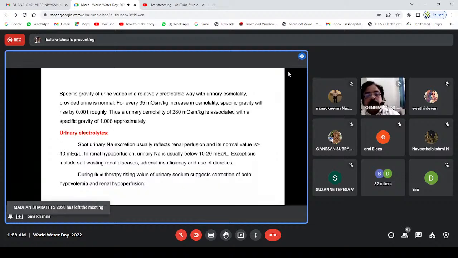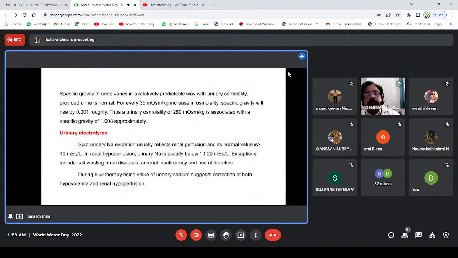Urine electrolytes such as spot urine sodium: normally it is less than 40, and in renal hypoperfusion it will be less than 20 milliequivalents per liter. Exclusions are renal salt-wasting diseases such as Bartter and Gitelman syndrome, adrenal insufficiency, and use of diuretics. The rise in urine sodium during fluid therapy indicates the correction of hypovolemia and increased renal perfusion.